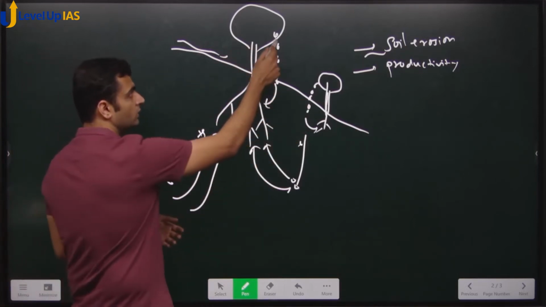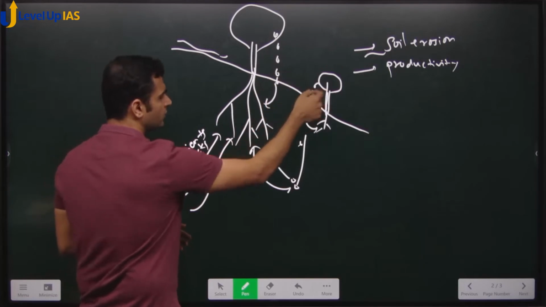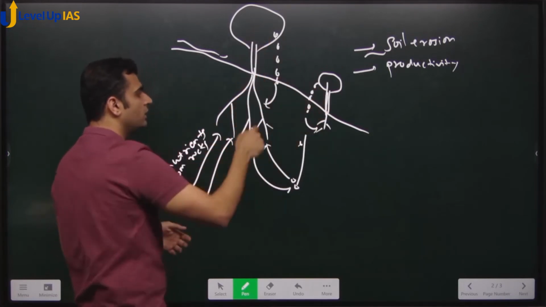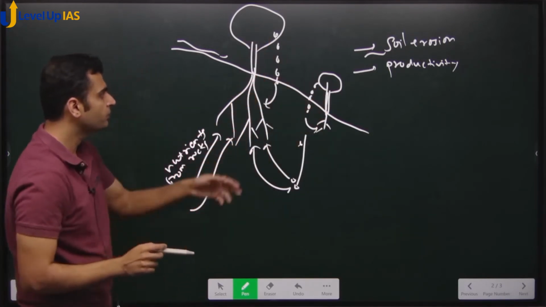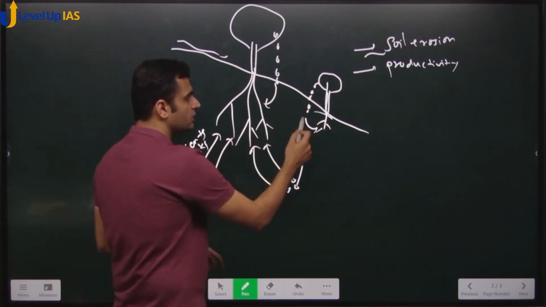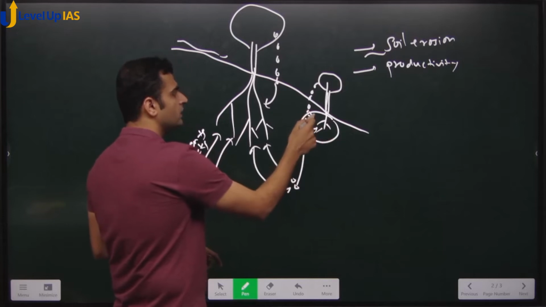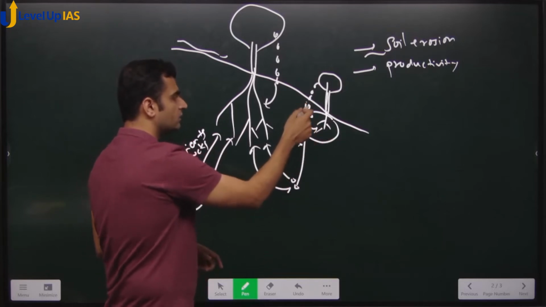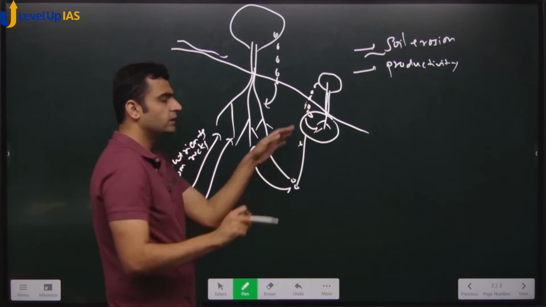Okay, so litter will fall from this tree as well. If this is a small tree, this is a big tree. Big tree will have deep roots. So small tree can only take nutrients from this area, so from this litter, and whatever nutrition that get lost in the soil, that it can't take.